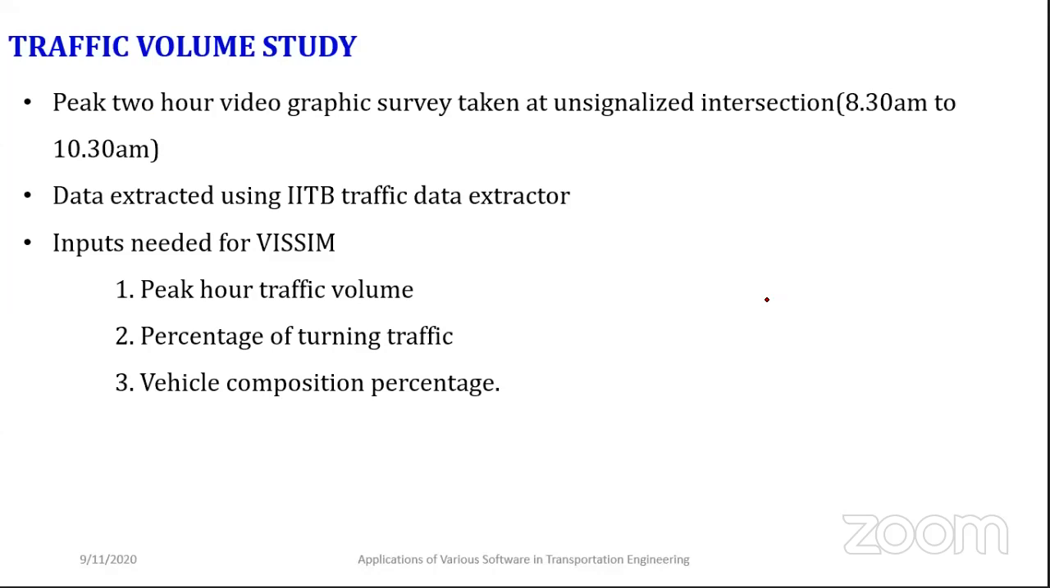Once the geometric characteristics were collected, parallelly we conducted the videographic survey. Basically, we collected the video during the peak hours. We considered 8:30 to 10:30 as the peak hour. Once the videographic data was collected, we used the IITB traffic data extraction software, which is open source. Using that software, we extracted various parameters like traffic volume with respect to vehicle classification, and the traffic speed of all the vehicles.